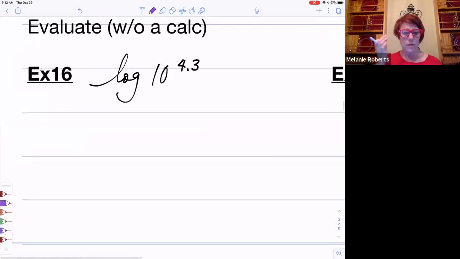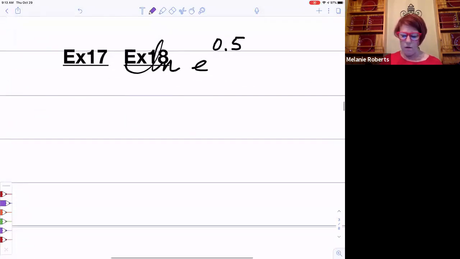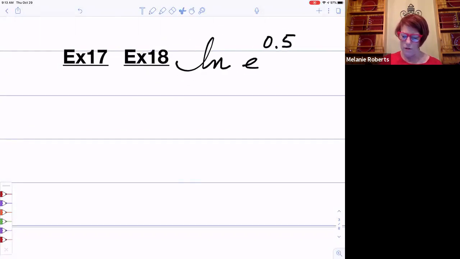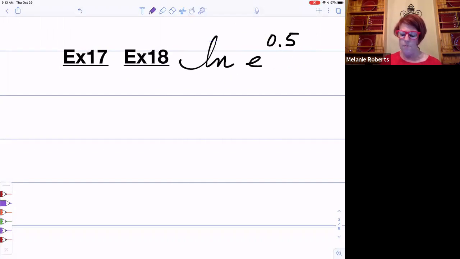All right, a little more of the same, evaluate without a calculator. Notice that number 16 actually has a base of 10. We just don't need to write it. So since the bases are alike, I know my answer is 4.3. Number 17, let me move this over a little bit. It got shifted in the last update. Again, I know that this is log base e of e to the 0.5. We just don't write it like that. So since the bases are alike, I know that my answer is 0.5.